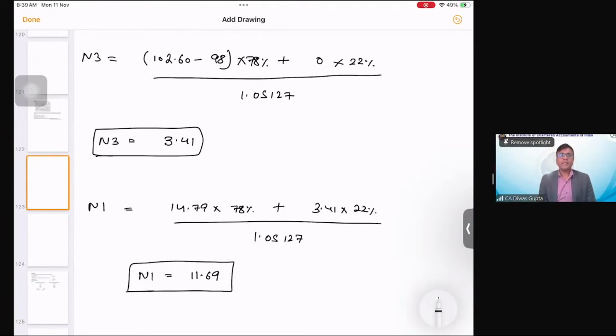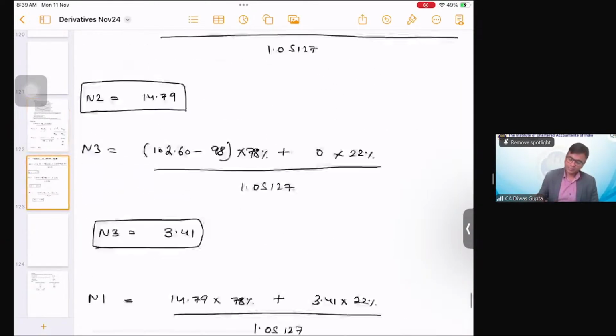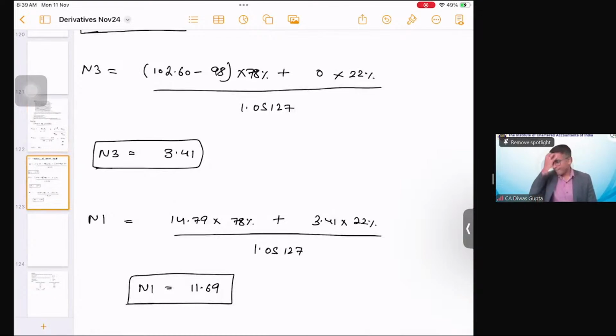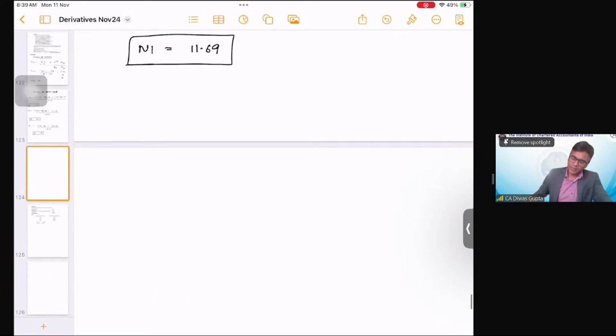Clear? Any questions till now, students? Please do let me know. Otherwise, let's move to the Black-Scholes model. Okay, so let's move ahead. Yeah, no other questions? Perfect.